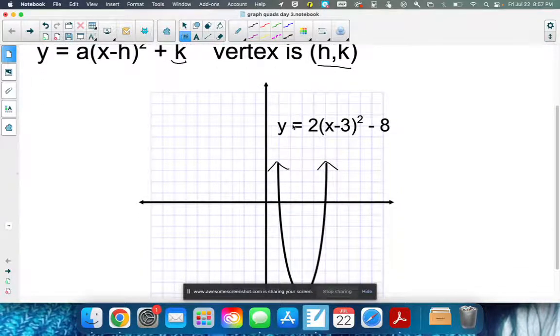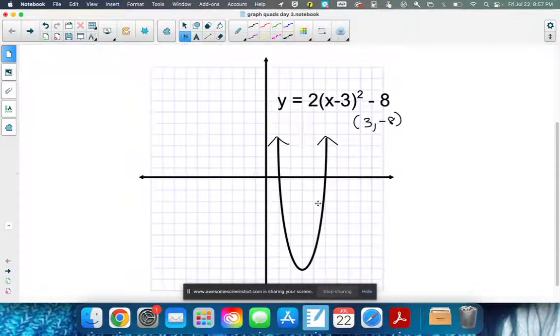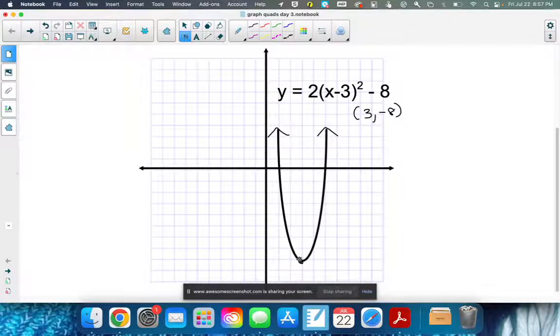Okay, so y equals 2 times, that's your parentheses, x minus 3 squared minus 8. So my vertex in this case is 3, negative 8. I'm not changing the k. Notice that says k, that says plus k, same thing. I have to change the piece that's inside the parentheses. So my vertex is 3, negative 8. And I'm going to get the rest of my points by making a table just like I did for standard form. All right, so let's get going.